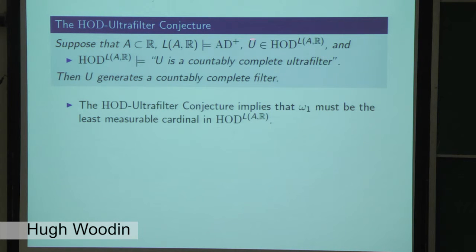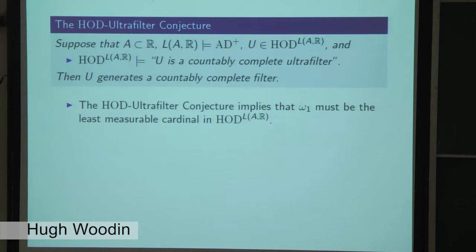Here's the HOD ultrafilter conjecture. Now I'm just going to localize to AD plus models of the form L of A and R, because that's all you have to. Suppose you have an ultrafilter U in the HOD of L of A and R, and HOD thinks U is a countably complete ultrafilter. The conjecture is that U generates a countably complete filter. What I mean by that is take any countable number of sets in U, but intersect them in V. The intersection is non-empty.